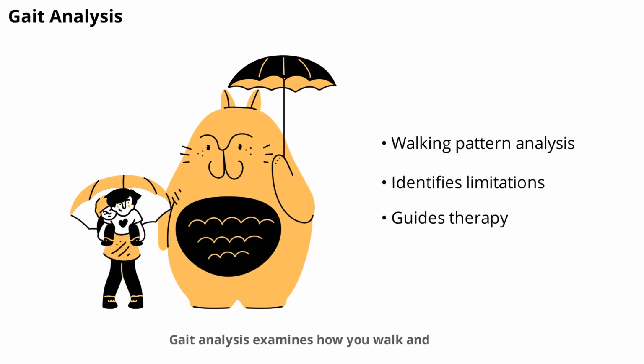Gait analysis examines how you walk and identifies changes in movement caused by osteoarthritis. This test can be done visually by a doctor or with specialized equipment that measures stride length, speed, and joint angles. Gait analysis helps pinpoint functional limitations and tailor physical therapy programs.